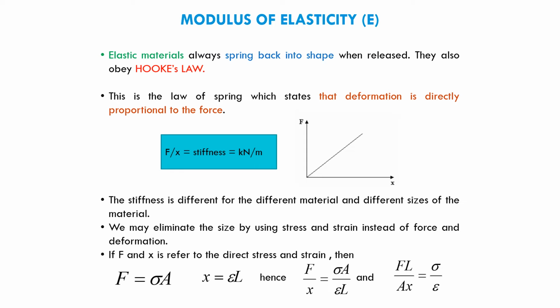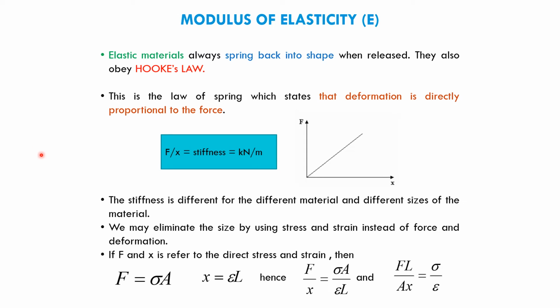Okay, now let us look into the modulus of elasticity. So modulus of elasticity defines the elastic material. Okay, so usually for the elastic material, it will spring back into shape after the force is removed. Okay, so this also obeys the Hooke law. So this is the law of spring, which states that deformation is directly proportional to the force. If you look at this one, force, okay, the deformation is proportional to the force. Okay, so F over X equals stiffness.